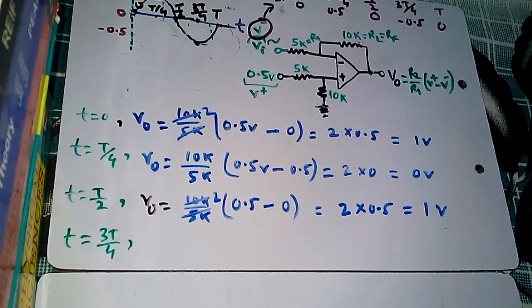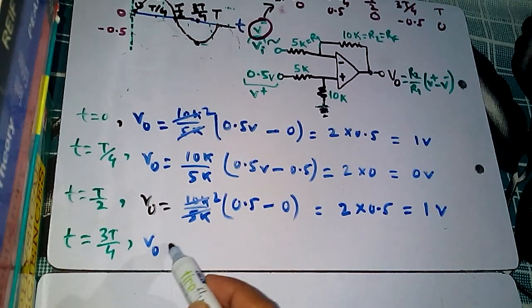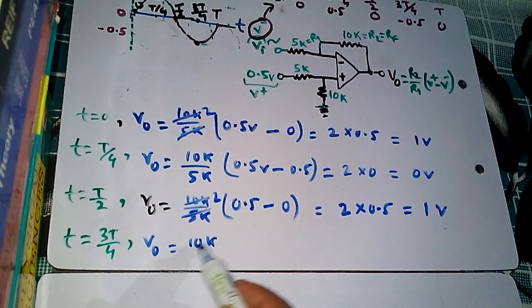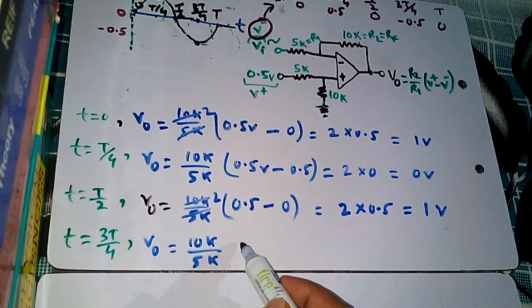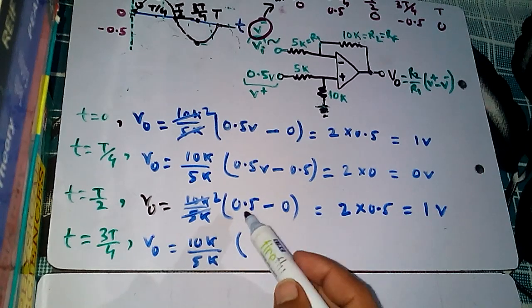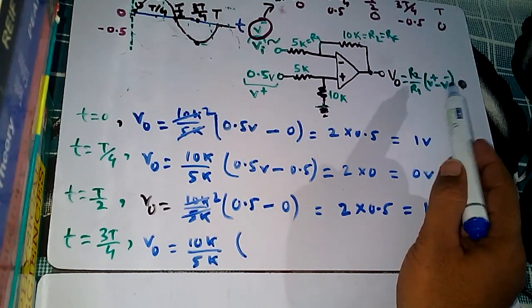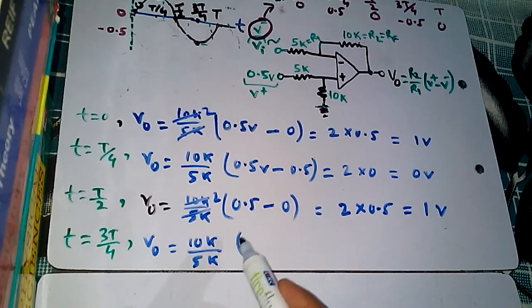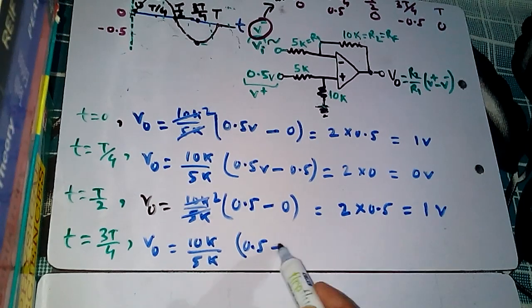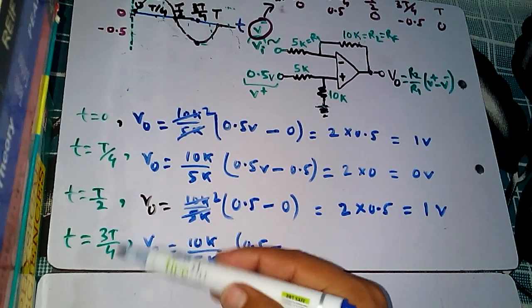So what is the output? The output would be 10k by 5k into R2 by R1 into V plus minus V minus. V plus is always 0.5 because it is DC, minus V minus at 3T by 4.